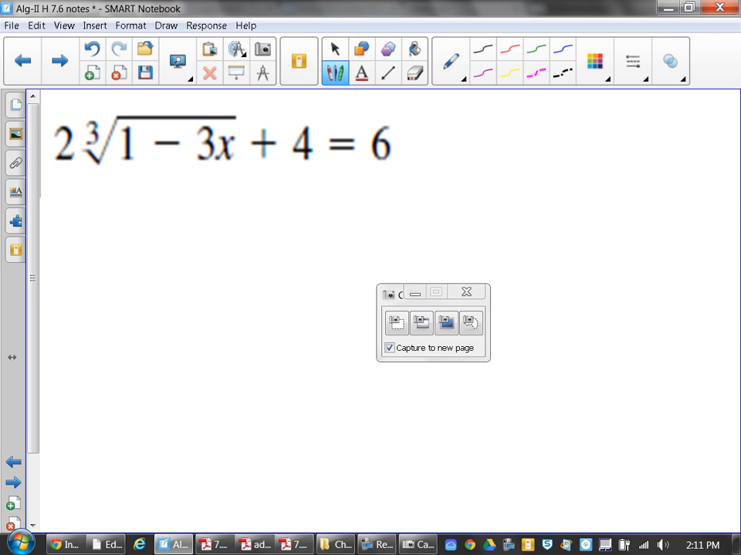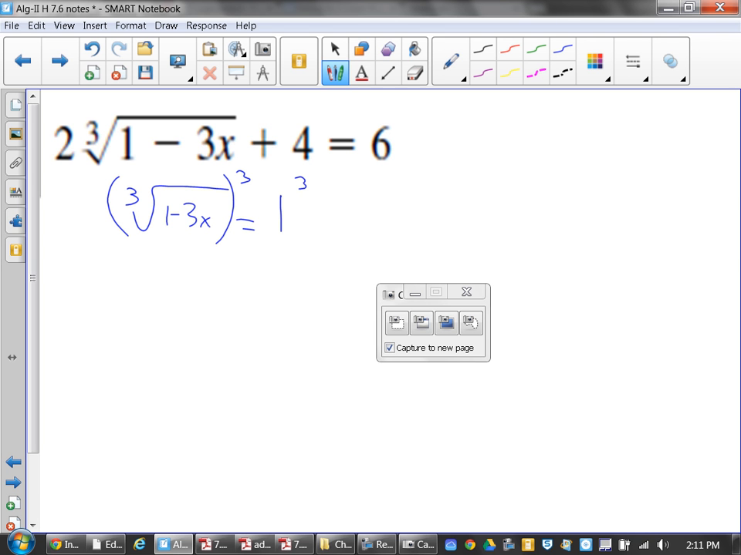What's your first step, guys? Subtract 4, divided by 2. All right, so you have the cube root of 1 minus 3x. You subtract 4, you get 2. Divided by 2, you get 1. You okay with that? Yes. Now cube both sides.